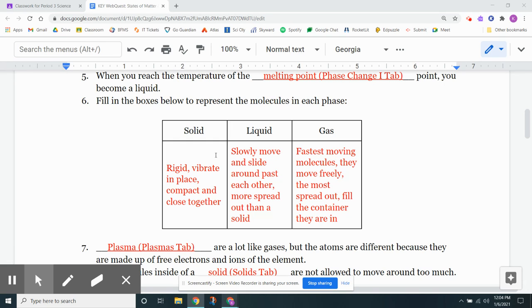And then for a gas, this is the fastest moving of the molecules. This is where they move the quickest. They move completely freely of each other. There's lots of space. They're the most spread out of all of the molecules. And that's because they purposely expand to fill the container that they're in. So again, you could either have pictures for this solid, liquid, and gas, or you could have a description for each one.